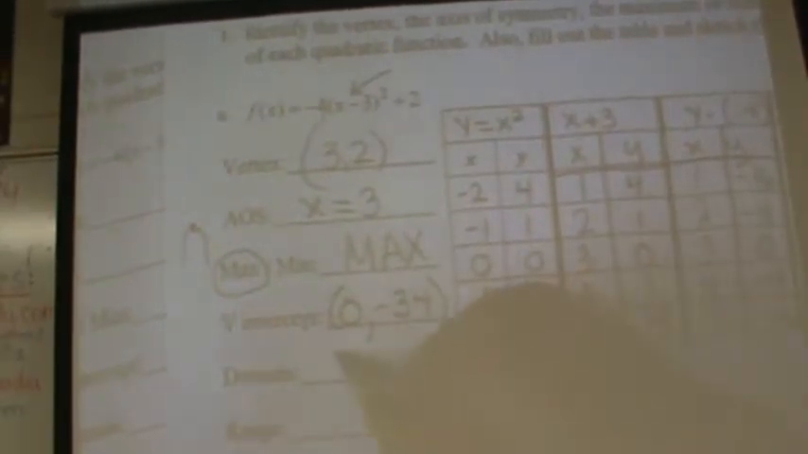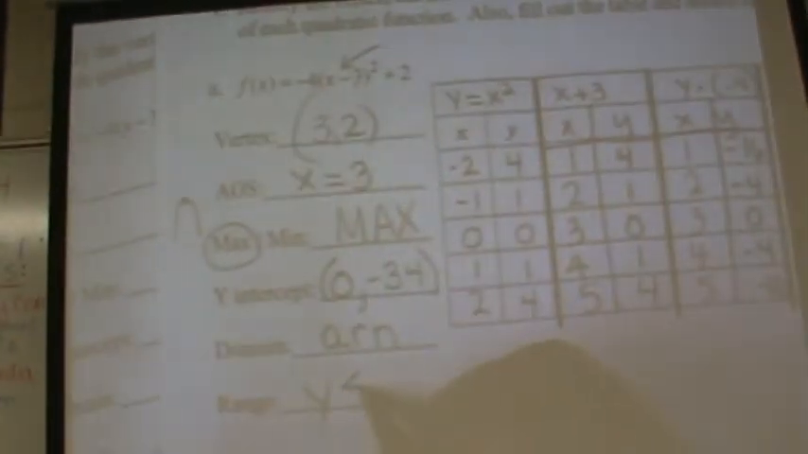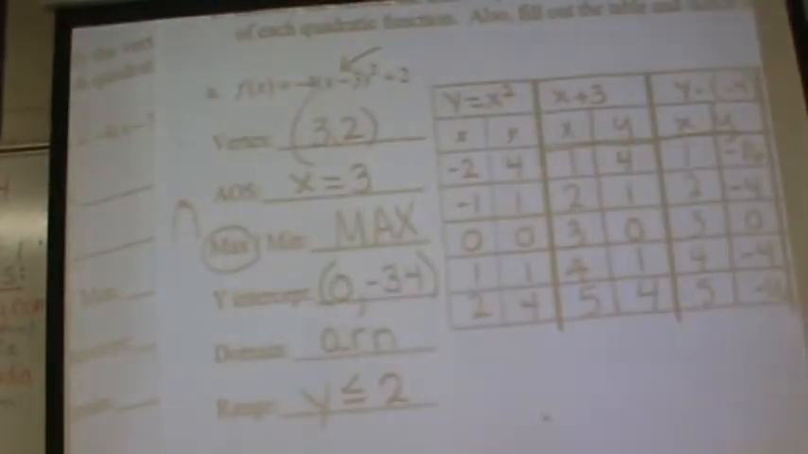What did we say our domain is all the time here? All real numbers. And how do you find the range? Remember something about the y value of the vertex. If it's going upside down, it's gonna be less than or equal to 2. If it were up, then it would be greater than or equal to 2.